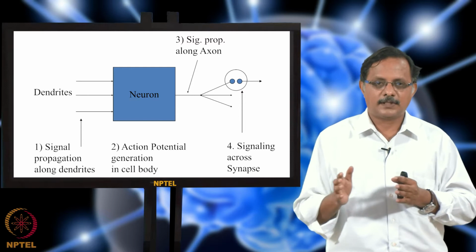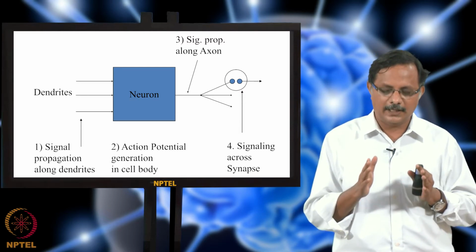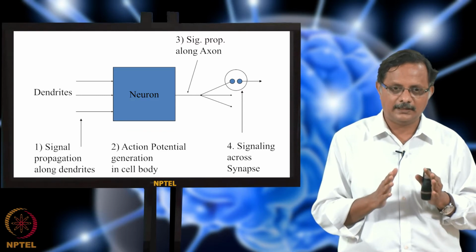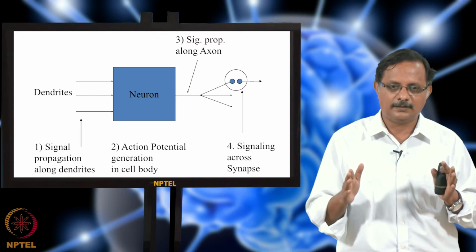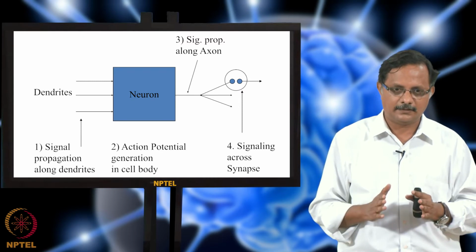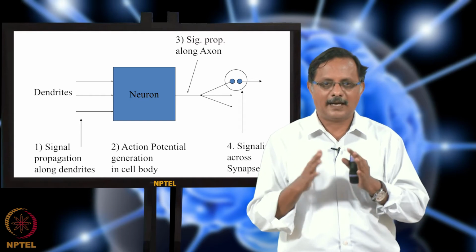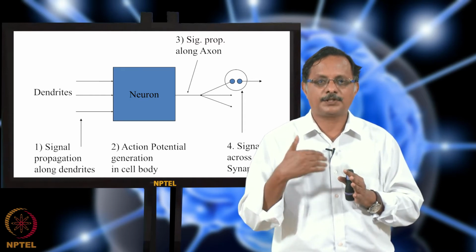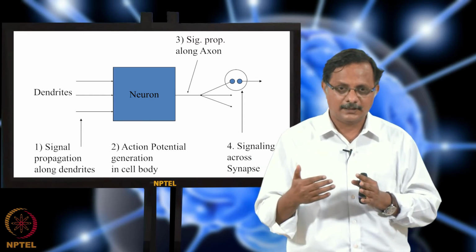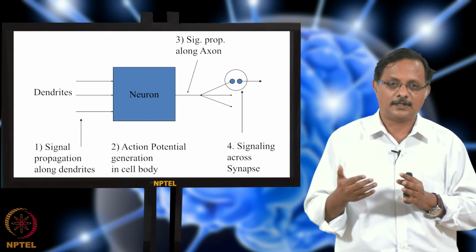So, you see that in this process there are 4 signaling components in a neuron. At the entry point of the neuron, in the dendritic tree, all the signals propagate down the dendritic tree. That is the first component of signaling: signal processing along dendrites. Then all the signals come to the neuron and get added up, and an action potential or a train of action potentials is generated in the cell body. That is the second component, action potential generation in the cell body.